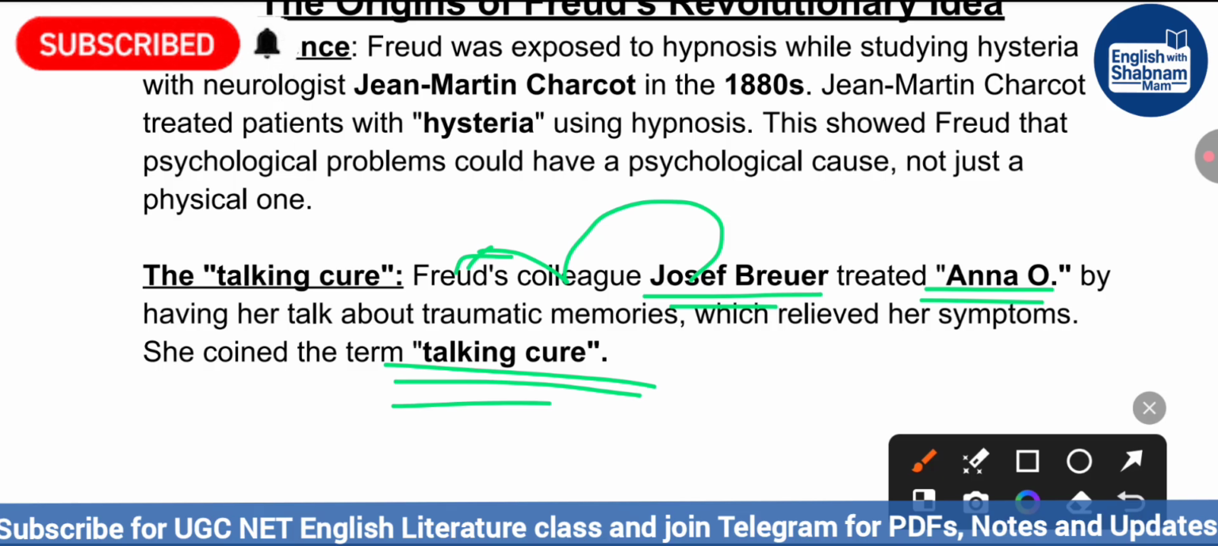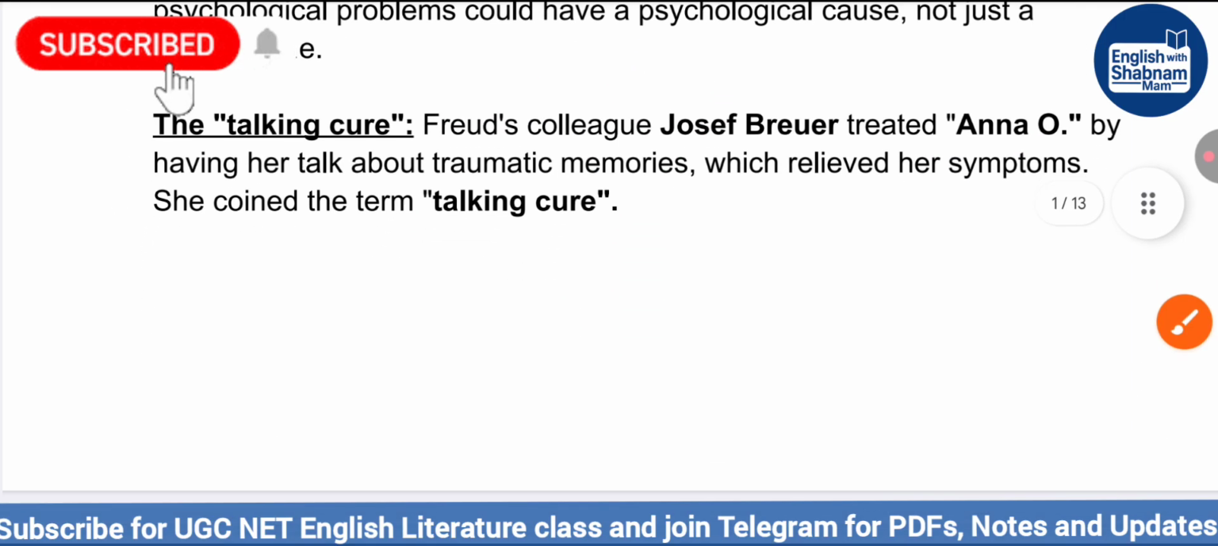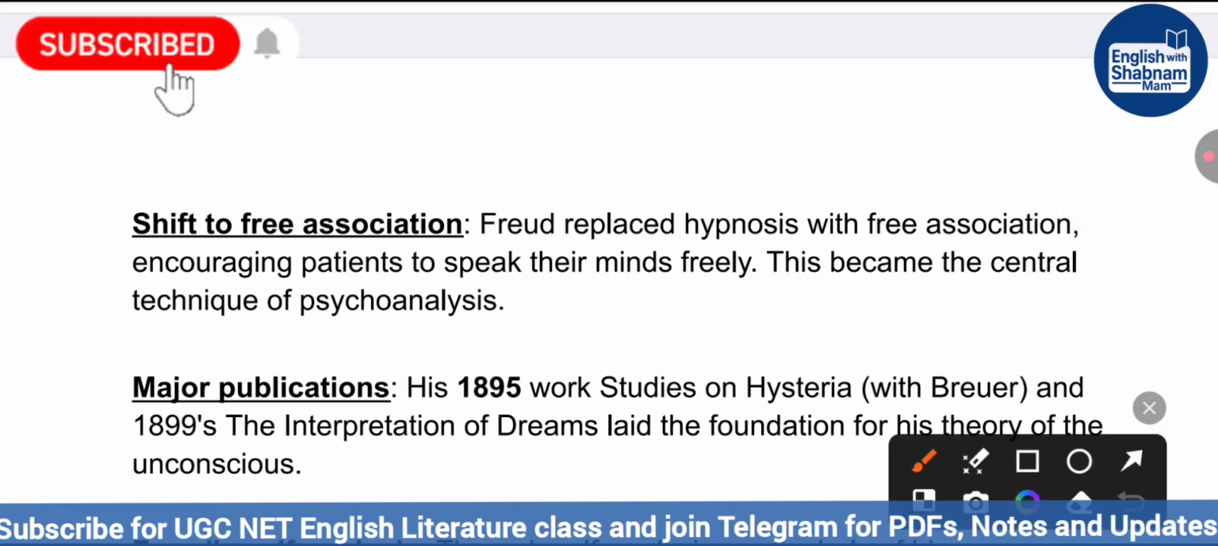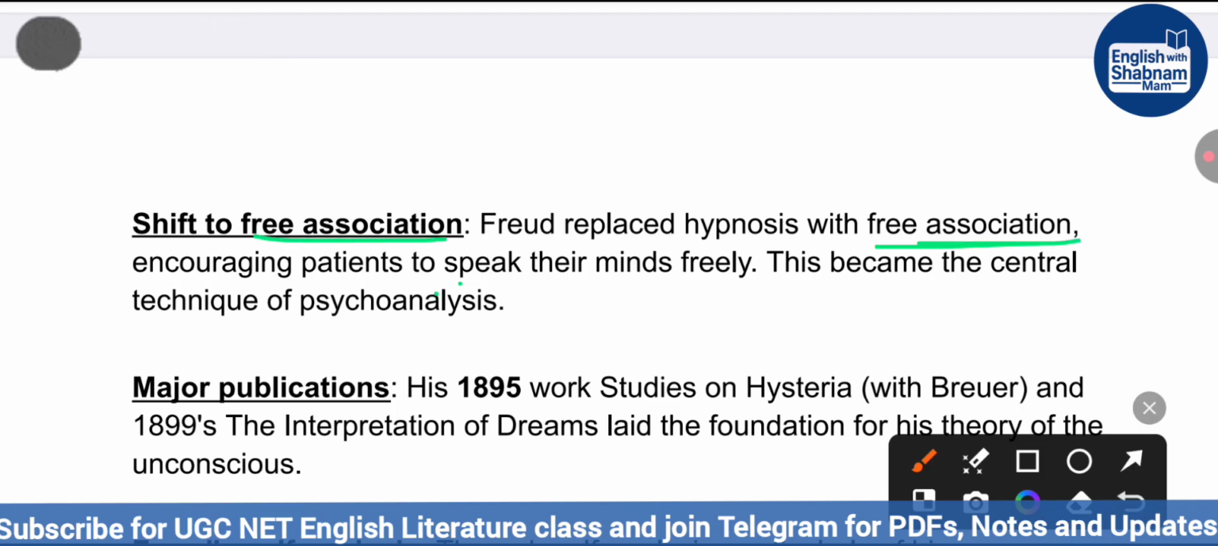Initially, how psychoanalysis came into being, it was totally based on the observation of Sigmund Freud in the early stages, before this theory came. Then, after analyzing and observing, he shifted to free association. What is free association? When using the hypnosis theory, you ask a person to lie down on a couch, and there is a doctor who keeps asking and talking, and the person suffering from the disorder talks freely. So, Freud replaced hypnosis with free association, encouraging patients to speak their minds freely.